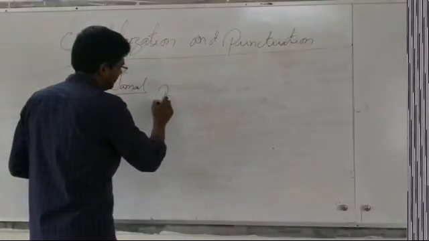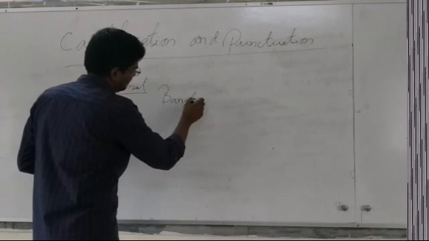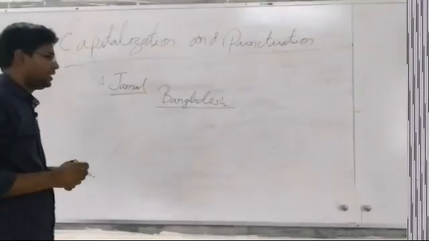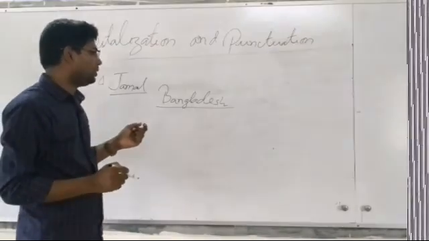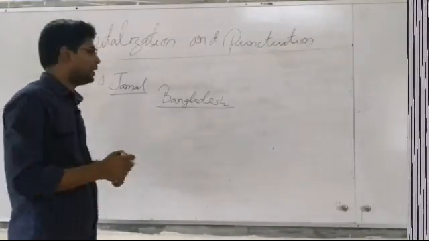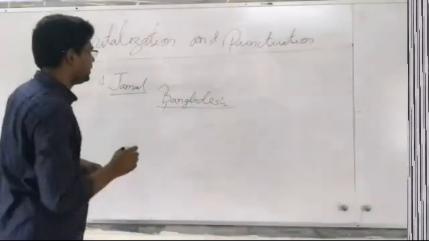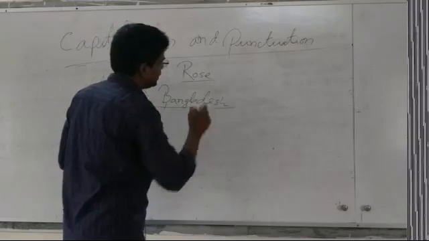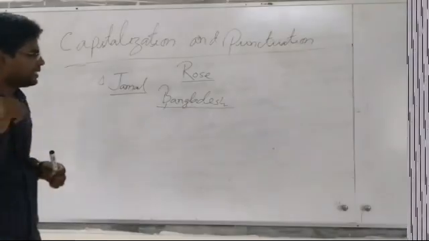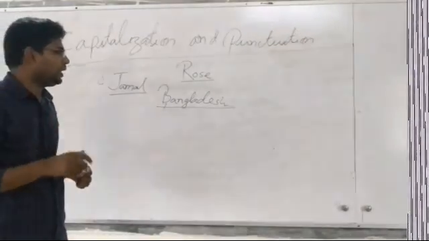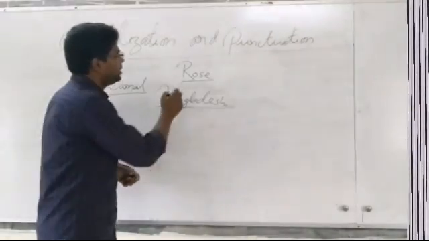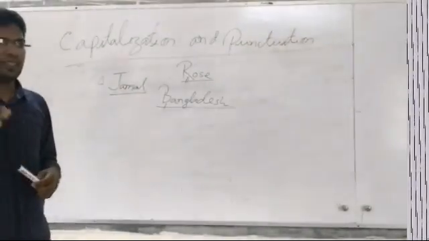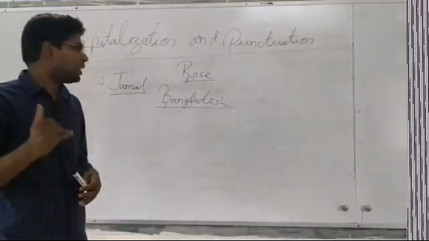Bangladesh. Bangladesh is a name of a country. It is also a proper noun and it begins with the capital letter B. Rose. Rose is a name of a flower and it is also a proper noun and it begins with the capital letter R. So, dear students, you have also understood this point.